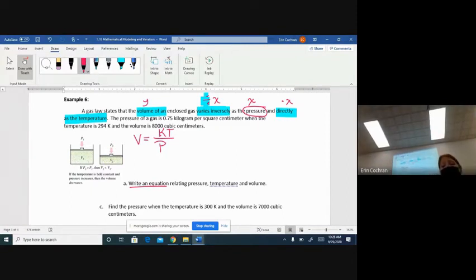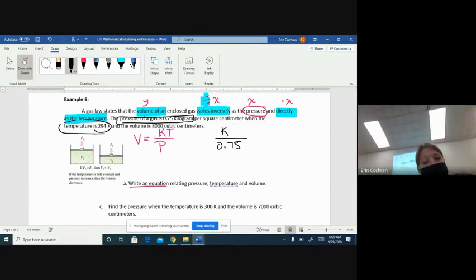The pressure of the gas is 0.75 kilograms. So where will that go? In the X, which is the P, right? In the P. That's why I changed the letters a little bit. When the temperature is 294, where will 294 go? In the T, 294. And my volume is 8,000, so it equals 8,000.